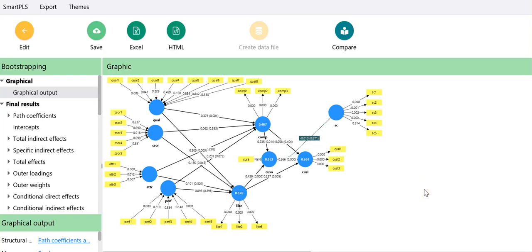Hello, all. Welcome to today's session on moderating analysis. Before running the moderating analysis, let's try to understand what is the meaning of moderator.